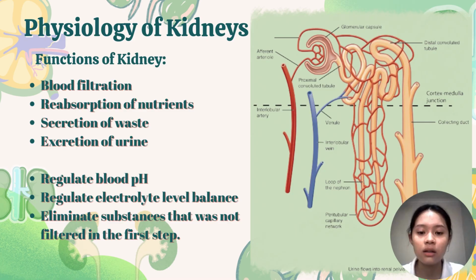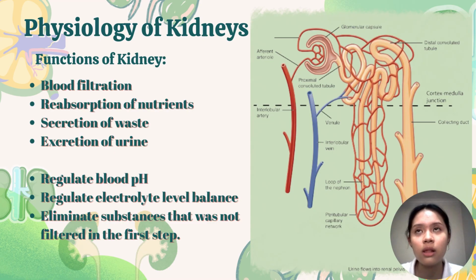And next, I'm going to talk about the physiology of kidneys. The functions of kidneys include blood filtration, reabsorption of nutrients, secretion of waste, and excretion of urine. And it also regulates blood pH, regulates electrolyte level balance, and eliminates substances that were not filtered in the first step, which is the blood filtration.